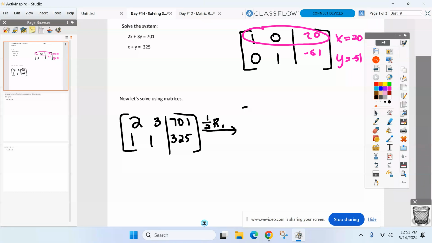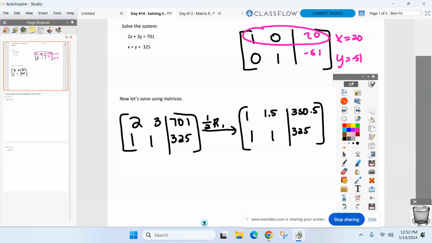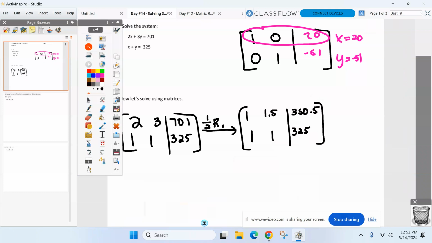All right, let's write our new matrix. Ooh, yeah, I know, huh? 1.5. Could be worse. What is that? Something 0.5. Half of 701. What is it? 350.5. And did anything happen in row 2? Nope. All right, so we got the 1 we needed in the top left-hand corner. That is huge. You guys just saw in the last 2 problems why that is huge.